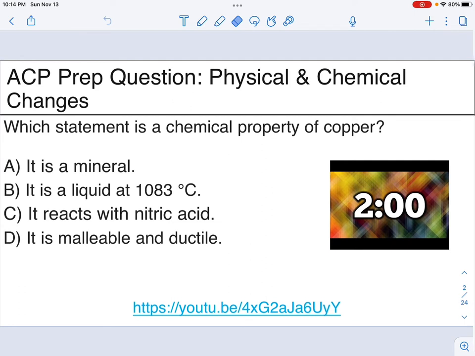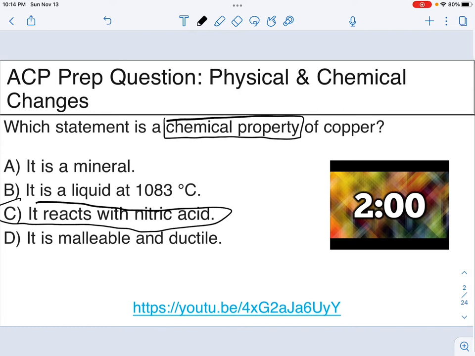Okay, so the answer to the question, which statement is a chemical property of copper? The answer is C. It reacts with nitric acid. And the key word is, first of all, if you read the question carefully, it says, what is a chemical property? So a chemical property is a characteristic about matter that describes its ability to change into a new substance. So the key word for this would be react. Anything that has to do with reactivity is talking about the ability to change, okay?